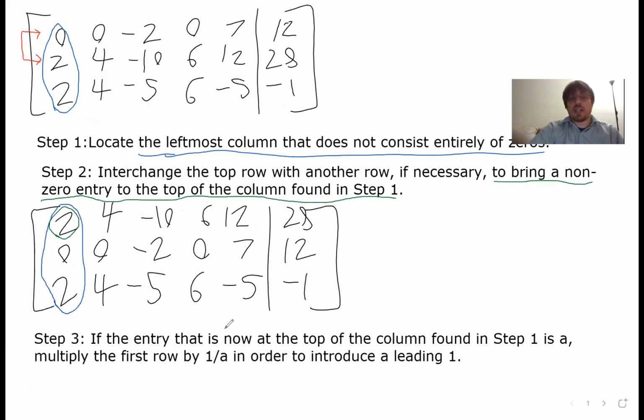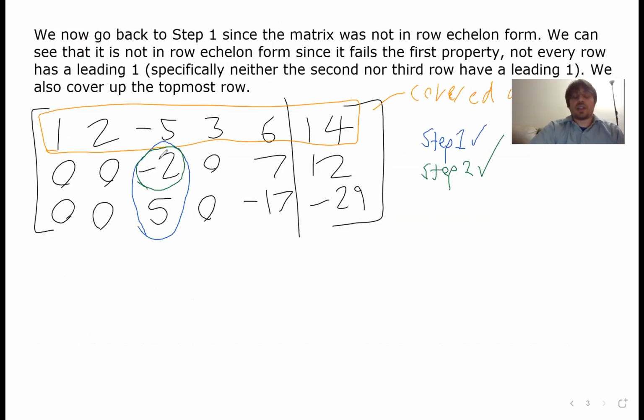Step 3 says if the entry that is now at the top of the column found in step 1 is A, the letter A, multiply the first row by 1 over A in order to produce a leading 1. So here, this entry is -2. So you multiply that row by 1 over -2. When you multiply that row by 1 over -2, you get a 1 in that entry. If it's already a 1, you don't have to multiply it by 1 over 1. You just leave it alone. Okay, so we're going to now do step 3.